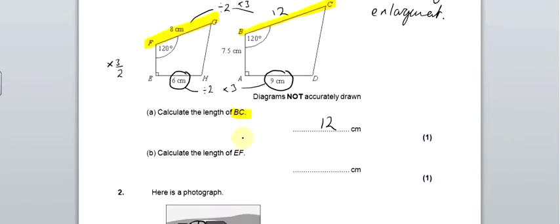Calculate the length of EF. So EF, there's EF, and it corresponds to this side on the shape. You can see this is the same thing, just backwards. So we're starting with our 7.5. We're going to go backwards. So 7.5, and this time we're dividing by the 3, which gets us to 2.5, and then 2.5 multiplied by 2 gets us to 5. So that's 5 centimeters.